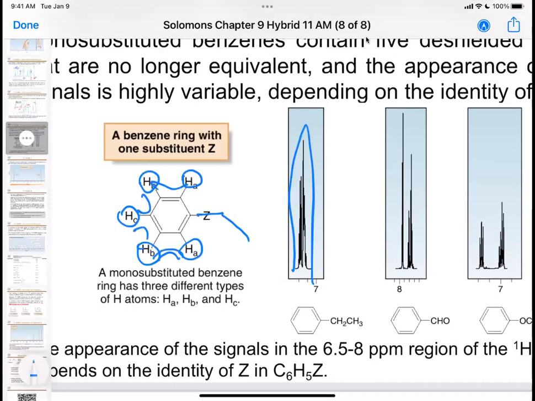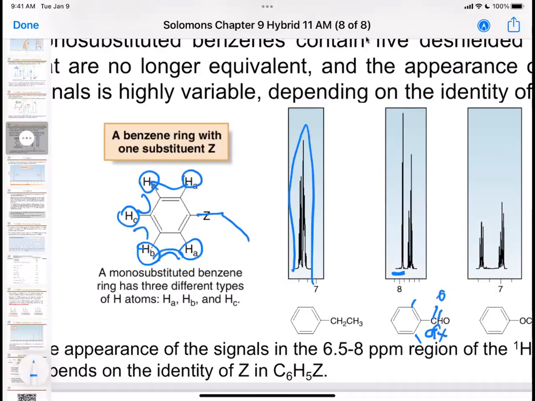Okay. What if you put an electron withdrawing group here? This is a carbonyl, so this is a partially positive side of our carbonyl, and it's going to draw electron density away. So it means that these hydrogens are closest to that oxygen, which means they shift downfield. So they are separated out.